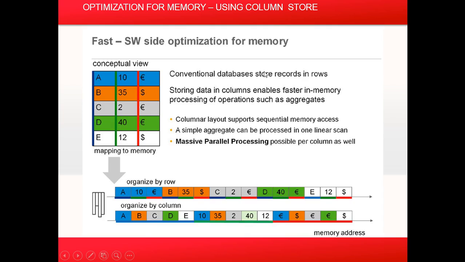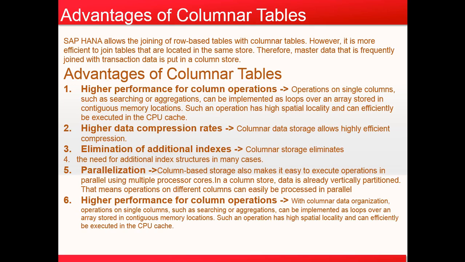Okay, so a conventional database stores records in rows. Storing data in columns enables faster in-memory processing of operations such as aggregates. The columnar layout supports sequential memory access. A simple aggregate can be processed in one linear scan. Massive parallel processing is possible in column store. Okay, let's go into the details of the different advantages.